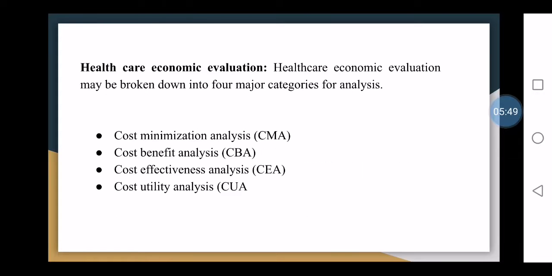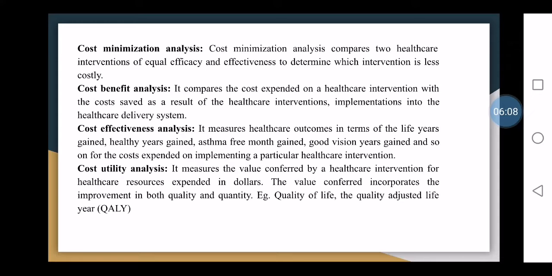When we talk about cost analysis, the main thing is healthcare economic evaluation. For healthcare economic evaluations, we have four major types of cost analysis: cost minimization analysis, cost benefit analysis, cost effectiveness analysis and cost utility analysis. So let us see one by one. What do you mean by cost minimization analysis?